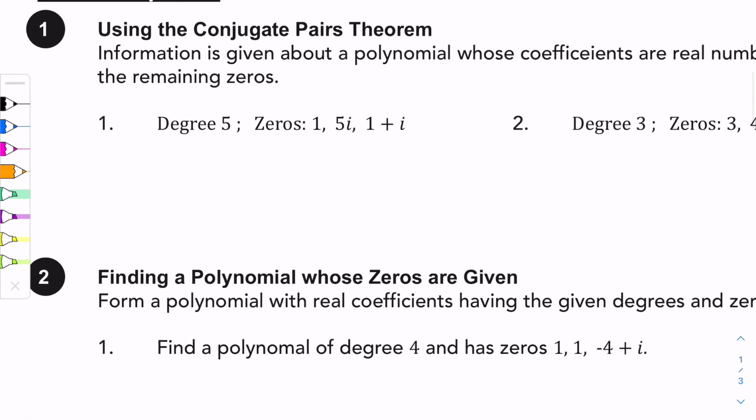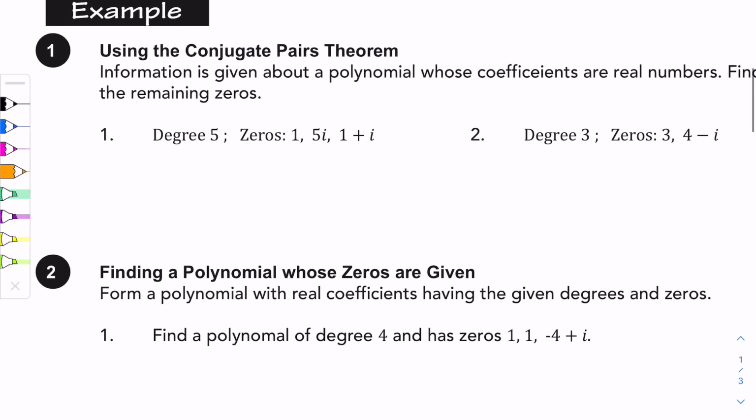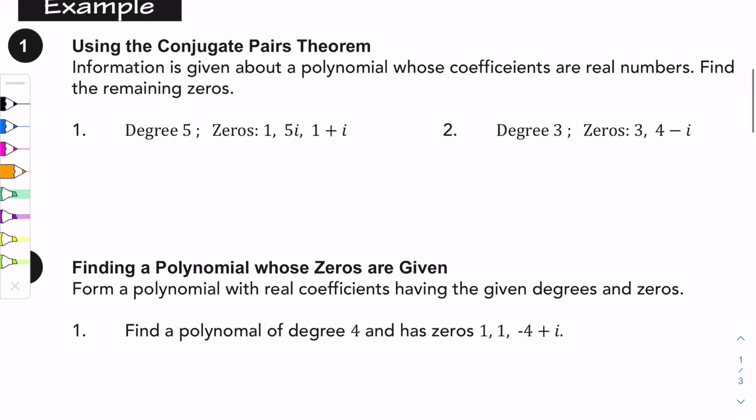Okay, using the conjugate pairs theorem in example 1. The direction says information is given about a polynomial whose coefficients are real numbers. Find the remaining zeros. Remember from the past unit, if the degree is 5, that means you can have at most 5 zeros.